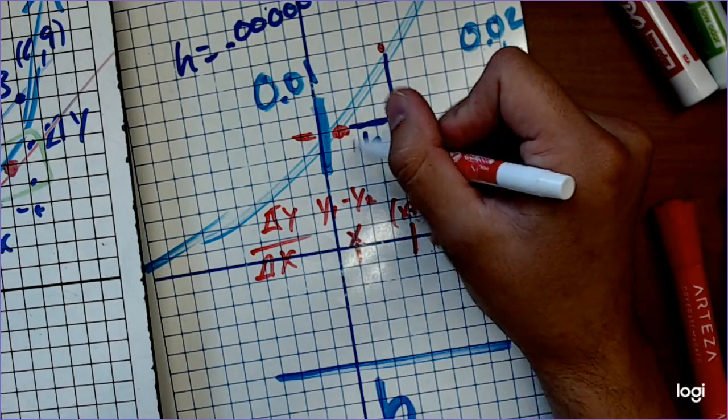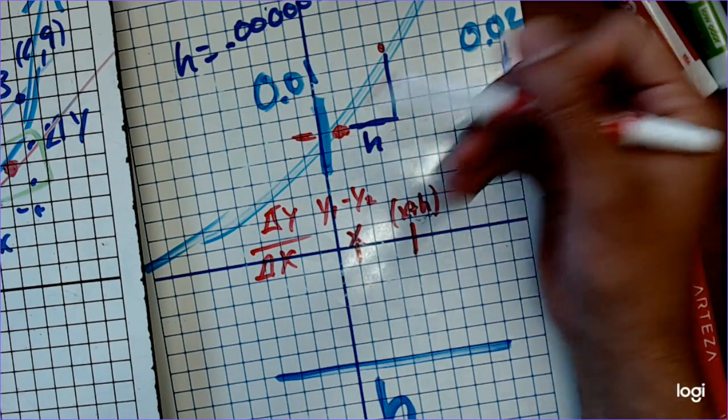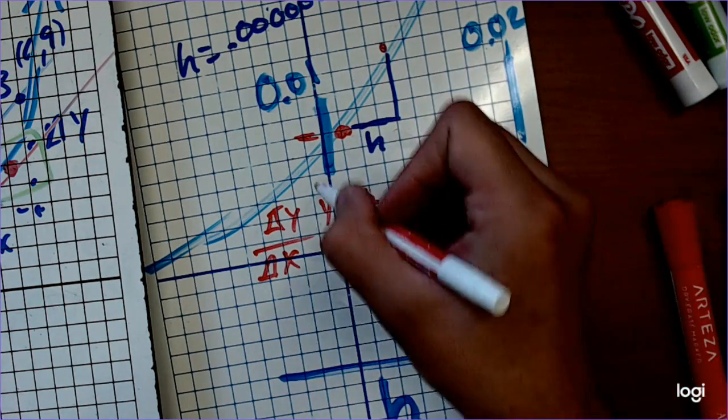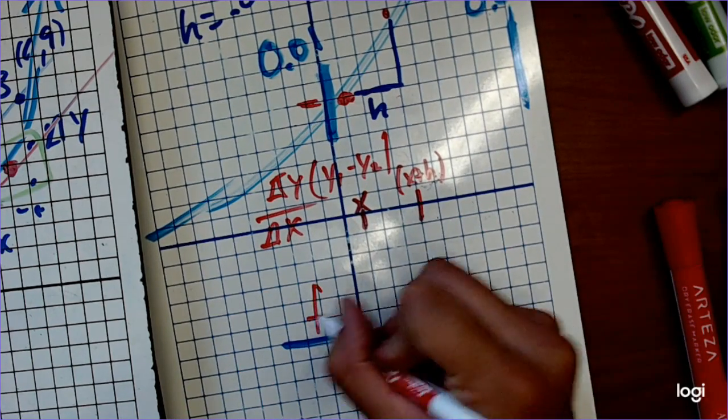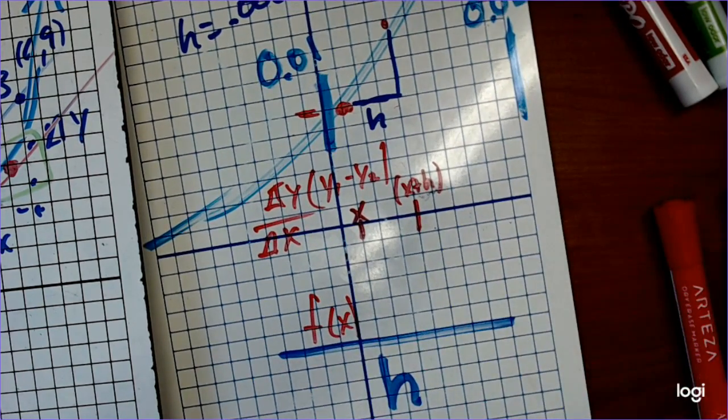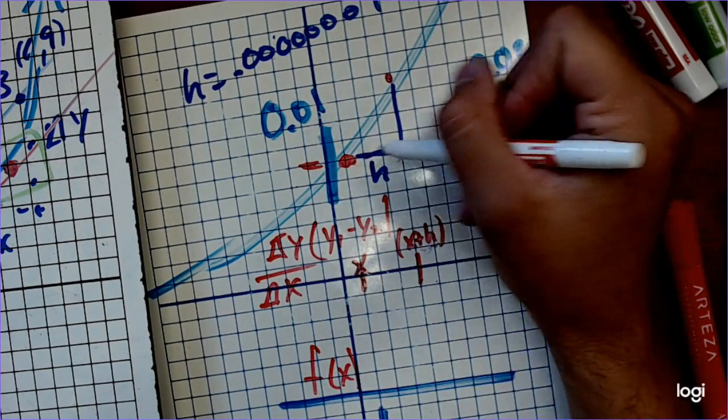My y1 would be f of x, okay? So right here I've got f of x. So I'm going to substitute this y1 minus y2. I'm going to put it down here. So now I've got f of x. Okay, great, got it.